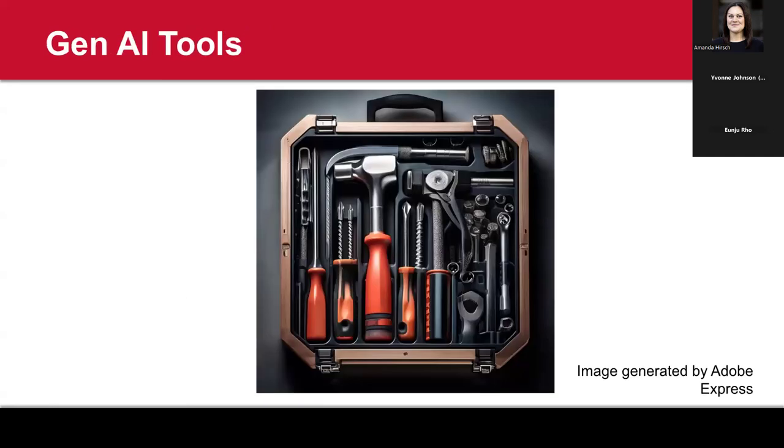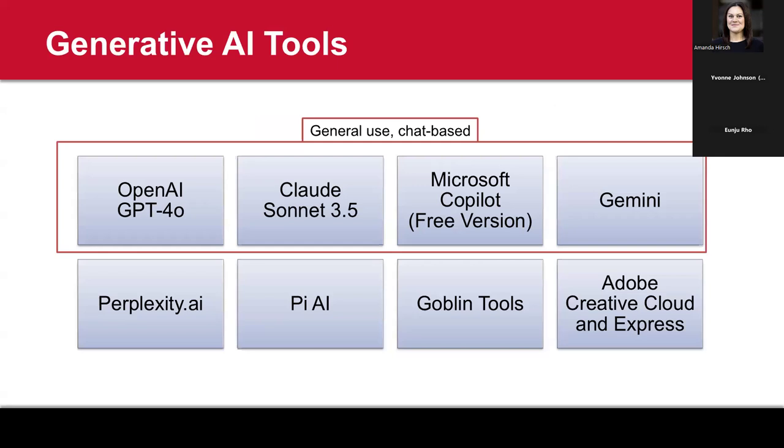But let's talk about a few tools. If you attended last month's workshop, we went into tools a little bit more in depth. I'm going to give an overview of a few tools, highlight a couple of new ones that we didn't address last month, and then just highlight the ones that we have access to here at NIU. So the top are general use chat-based generative AI tools, OpenAI's Chat GPT 4.0, Claude Sonnet 3.5, Microsoft Copilot free version, and Gemini. And then we've also got Perplexity, Pi, Goblin Tools, and Adobe Creative Cloud and Express.